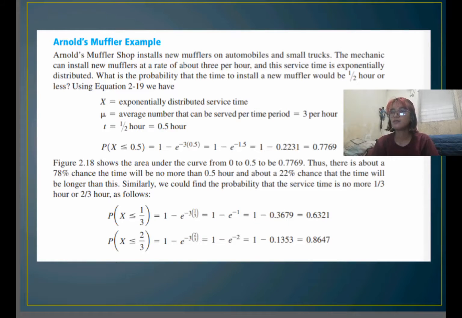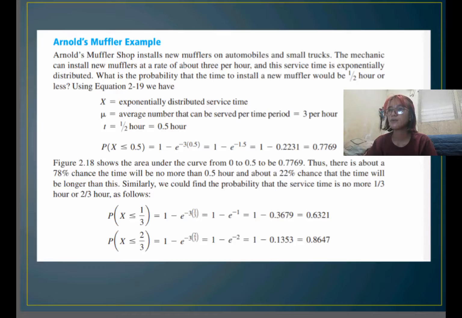Now let us proceed to the exponential distribution, also called the negative exponential distribution. It is used in dealing with queuing problems. The exponential distribution often describes the time required to service a customer. The exponential distribution is a continuous distribution.